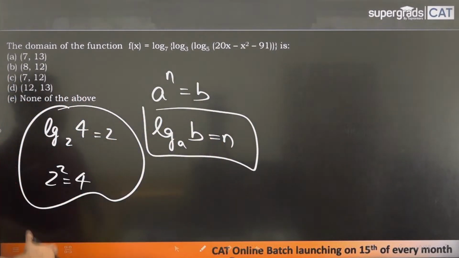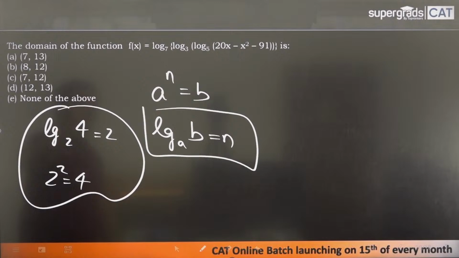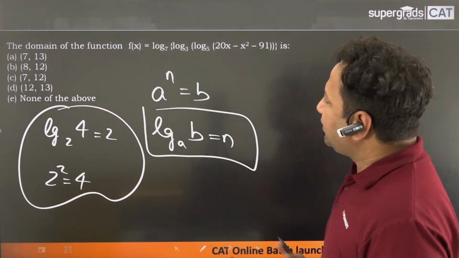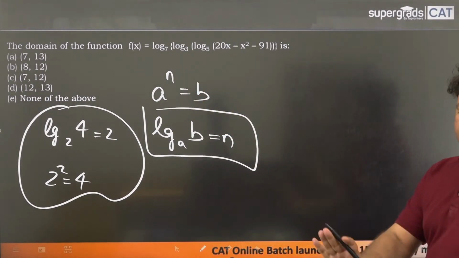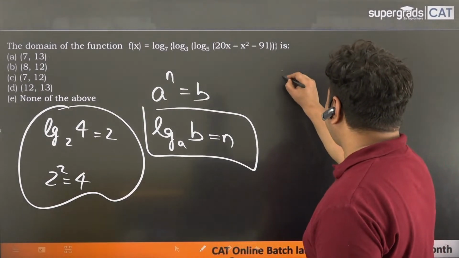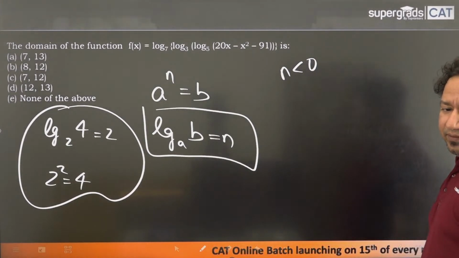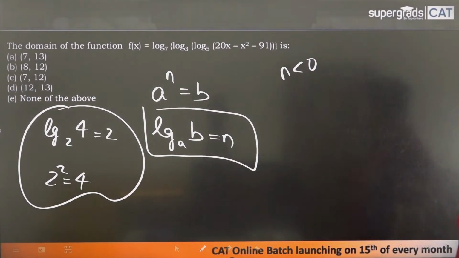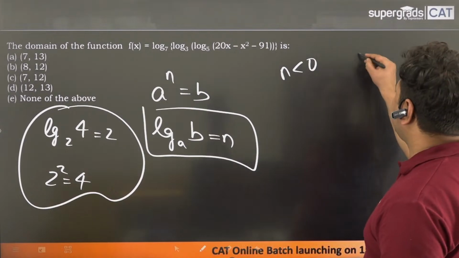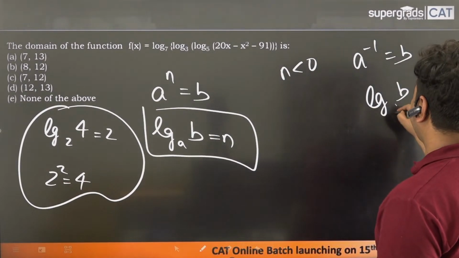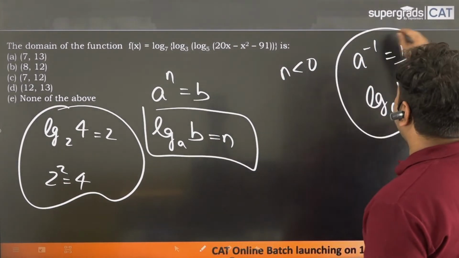This is by definition. I won't go to the properties of logs because in this class we're discussing only the questions. But this is what we need to understand. The other thing we need to understand is, एक बात सोचो, a की पावर n इक्वल टू b है. If I say n is negative, is it possible that n can be negative? जैसे a की पावर -1 इक्वल टू b. अगर ये होता है, that means log of b to the base a will be equal to -1. This is possible. n less than 0 is possible.